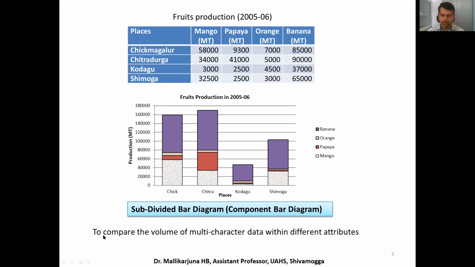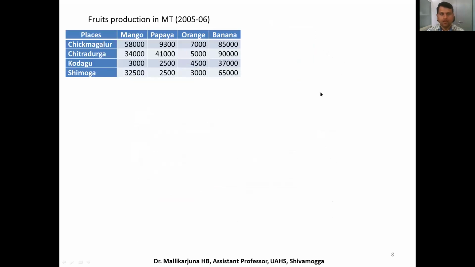This diagram is used to compare the volume of multi-character data within different attributes. So multi-character: mango, papaya, orange, banana. The multi-character data. I have taken this same table, the previous table which I used for the subdivided bar diagram.